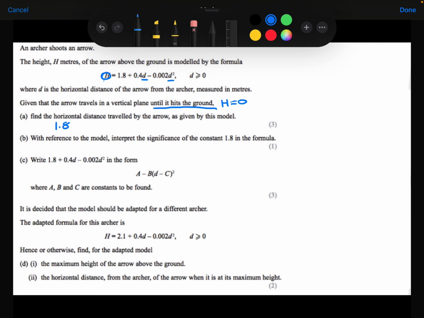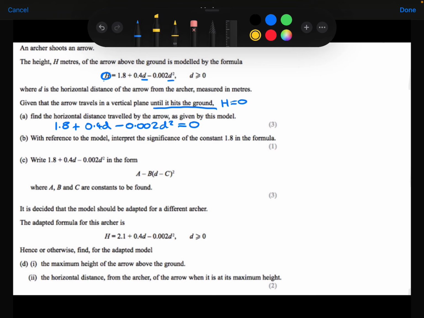So 1.8 plus 0.4d minus 0.002d squared is equal to 0. Now, the question doesn't say we can't use a calculator method, so you could use your calculator to solve this. I don't think it's going to factorise very nicely, so that method is out. We could use the quadratic formula as well if you wished.